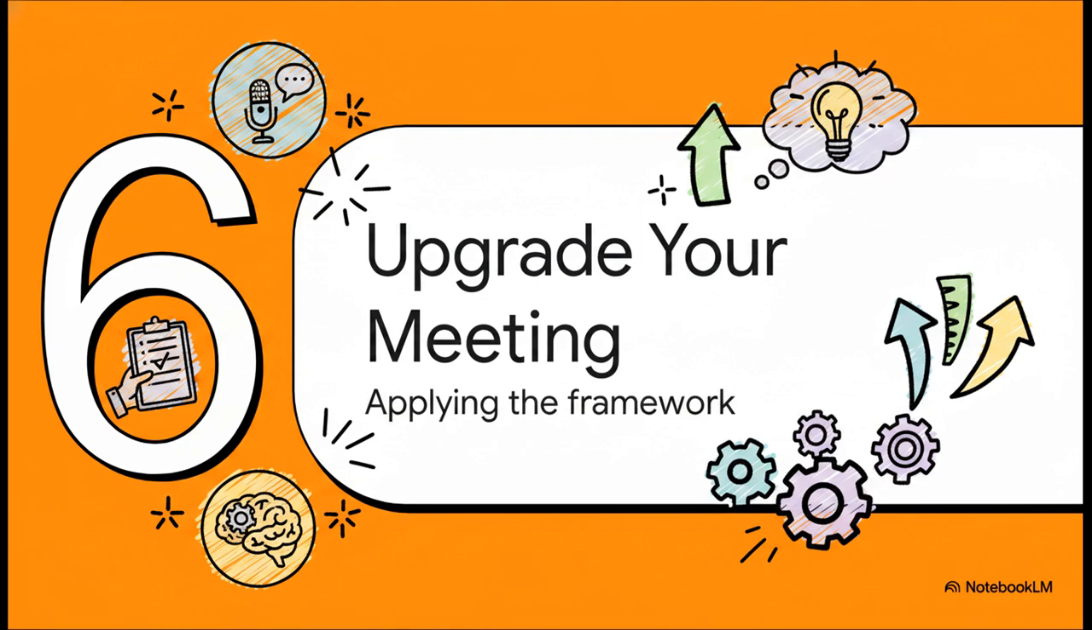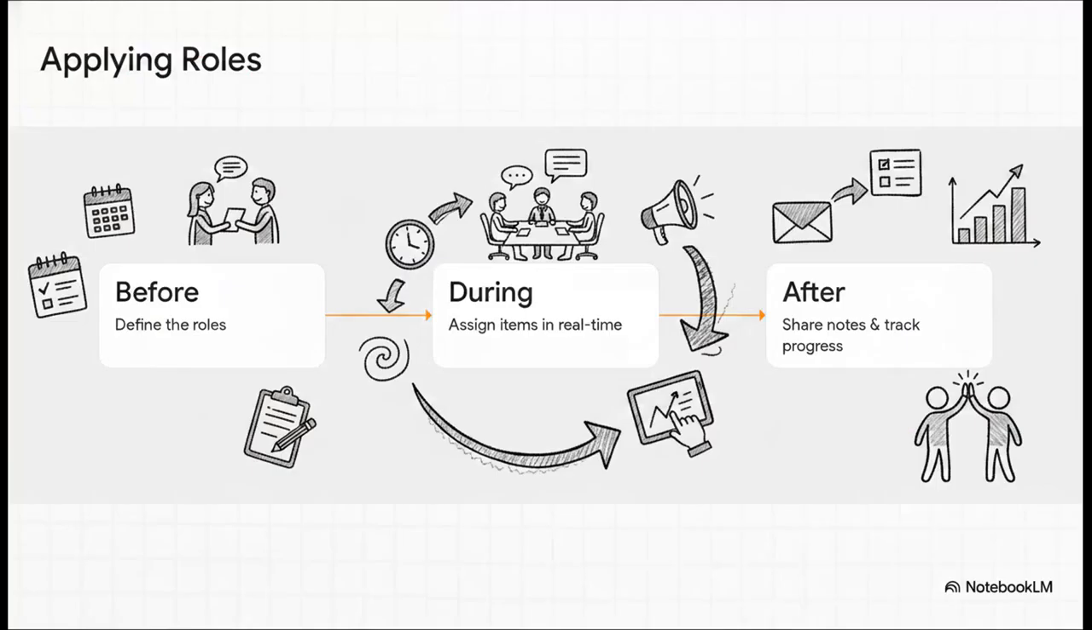So now that we have the 3 rules down, let's look at Section 6, Upgrade Your Next Meeting. Let's talk about actually applying the framework. Let's look at this chronological roadmap to see how you build a plan to deploy your new secret weapon before, during, and after your next huddle.